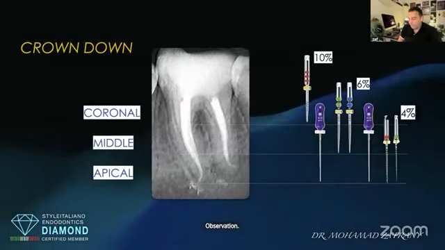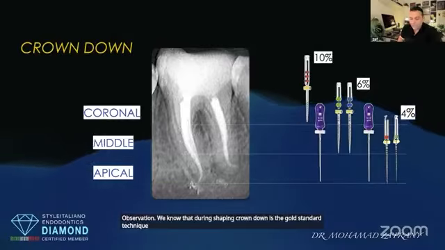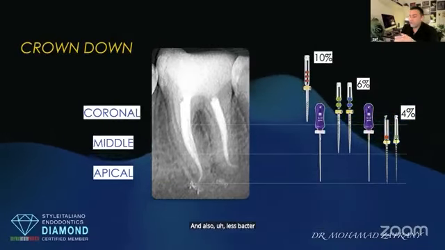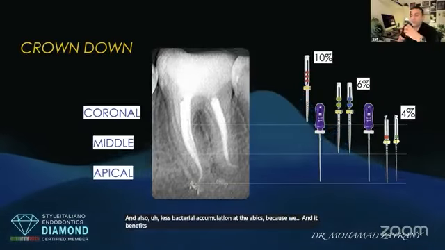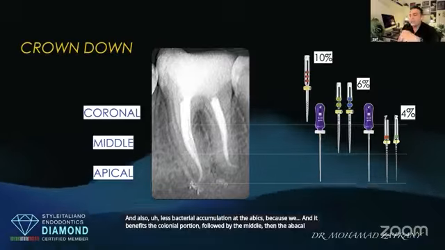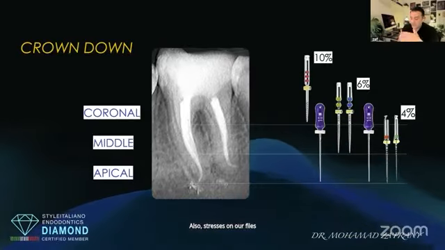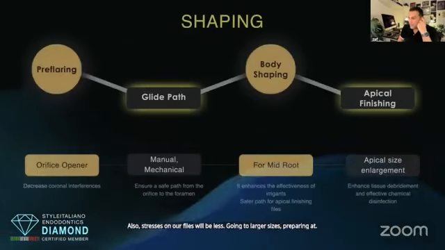We know that during shaping, crown down is the gold standard technique. It's safer and also has less bacterial accumulation at the apex, because we prepare first the coronal portion, followed by the middle, then the apical. So the bacterial load at the apex will be less. Also, stresses on our files will be less, going to larger sizes preparing at the apex.